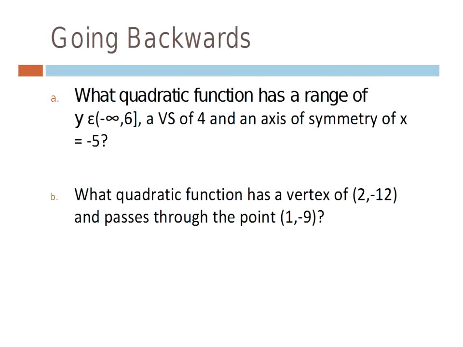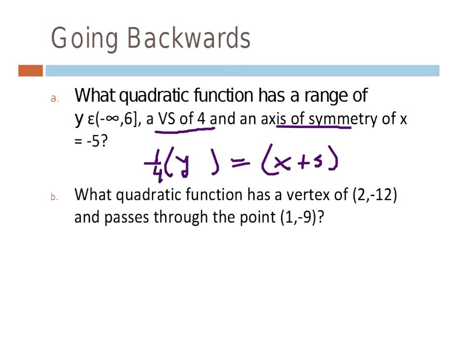So let's take a look here at another way of going backwards. What quadratic function has a range of this and a vertical stretch of 4 and axis of symmetry of -5? Well, these are telling us information about our transformations. First of all, this is straight out, so I know my equation is going to be 1/4 y. And again, the axis of symmetry is always the x value of the vertex, so this will be x plus 5 all squared.